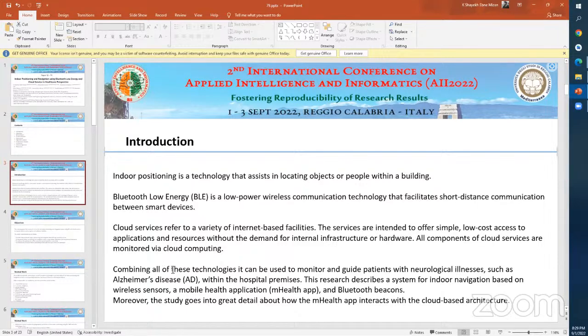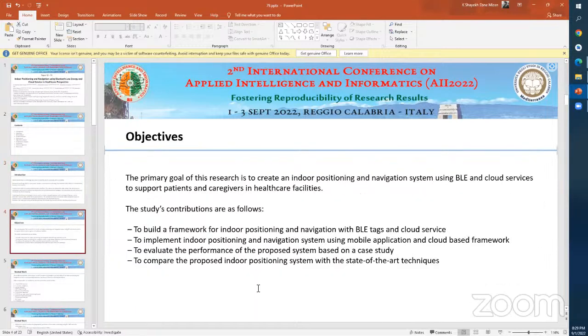By combining all those technologies, it can be used to monitor and guide patients with neurological illness, such as Alzheimer's or dementia patients, within the hospital premises. This research describes a system for indoor navigation based on wireless sensors, a mobile health application, and Bluetooth beacons. Moreover, this study goes into great detail about how a mental health app interacts with the cloud-based architecture.